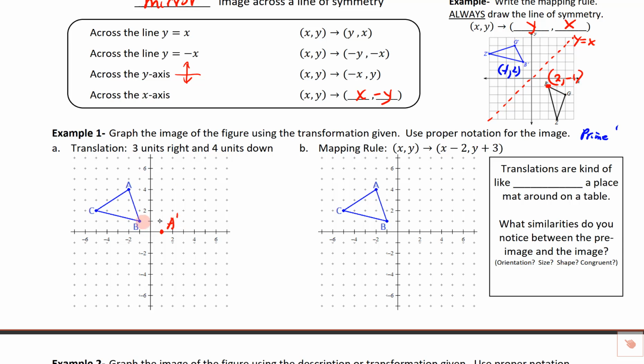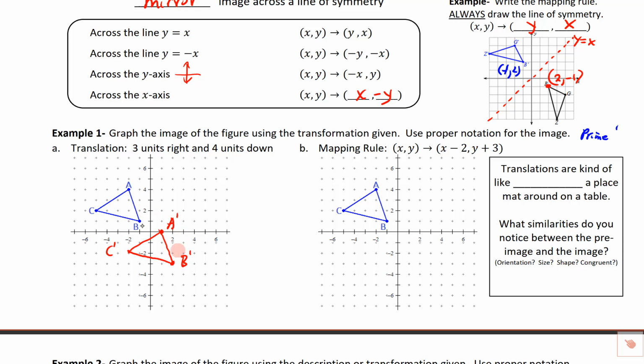Then we're going to go right 3. So we're going to go 1, 2, 3, and then down 4. 1, 2, 3, 4. So we're going to put a dot right there. That's going to be B prime. That's proper notation. And then same thing here. 1, 2, 3 to the right, and then down 1, 2, 3, 4 right here. And we're going to put that down as C prime. And then as carefully as you can, let's make a nice straight line for each one of these.